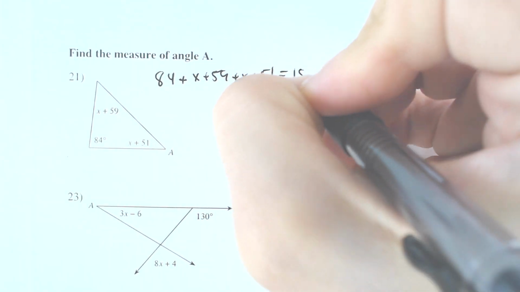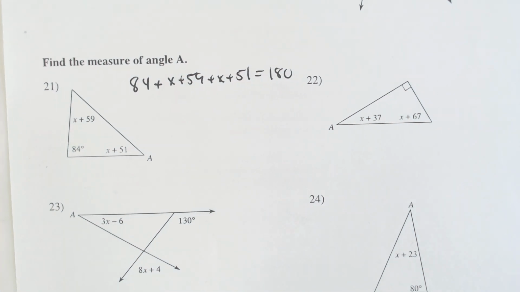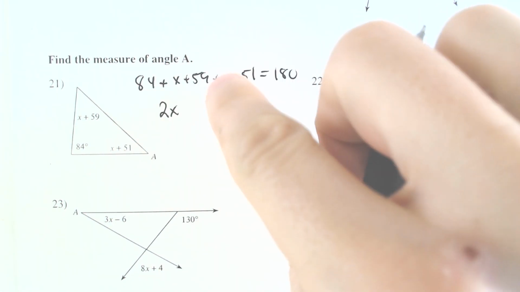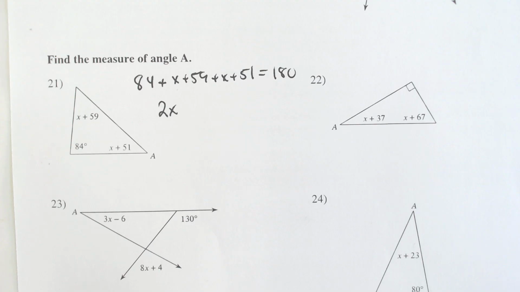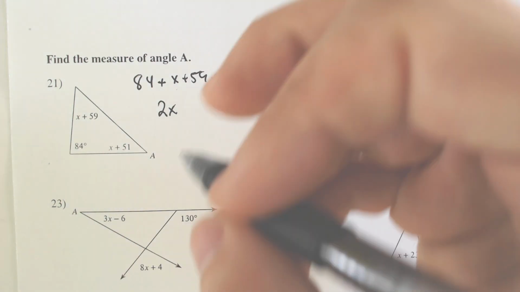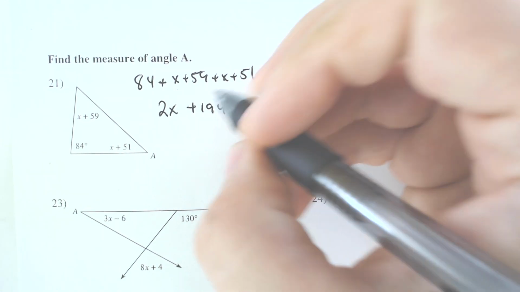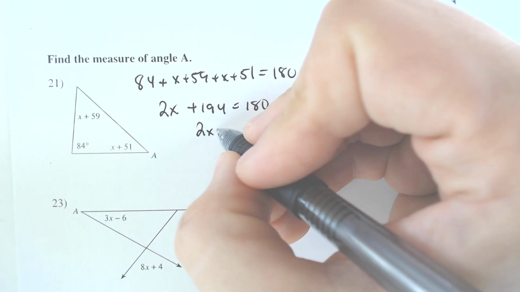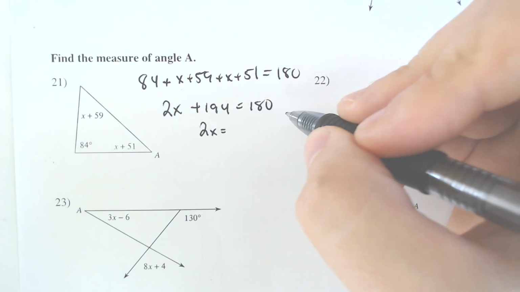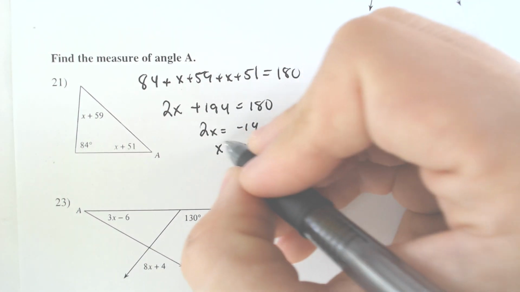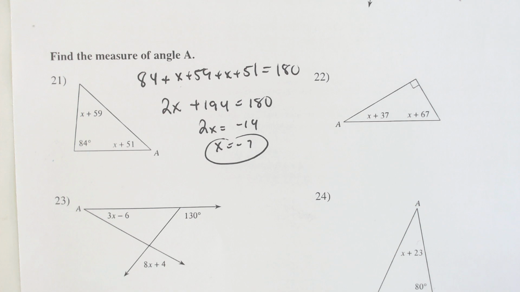All three of them equal 180. Combine like terms. In this case, x plus x makes 2x. 84, 59, and 51: 84 plus 59 plus 51 ends up being 194, which will equal 180. Subtract the 194 over. 194 taken away from 180 ends up being negative 14, which means x is equal to negative 7, not the final answer.